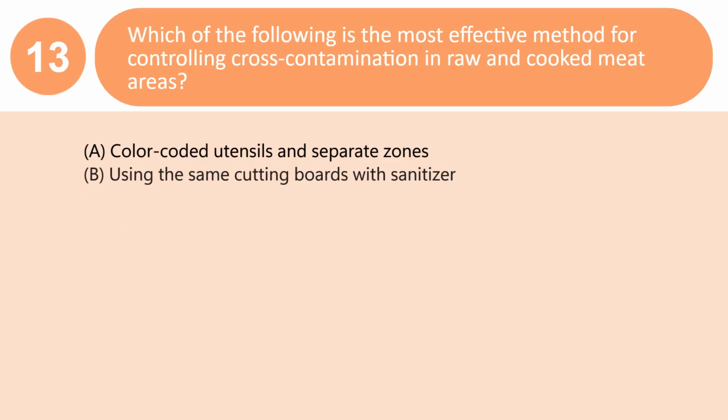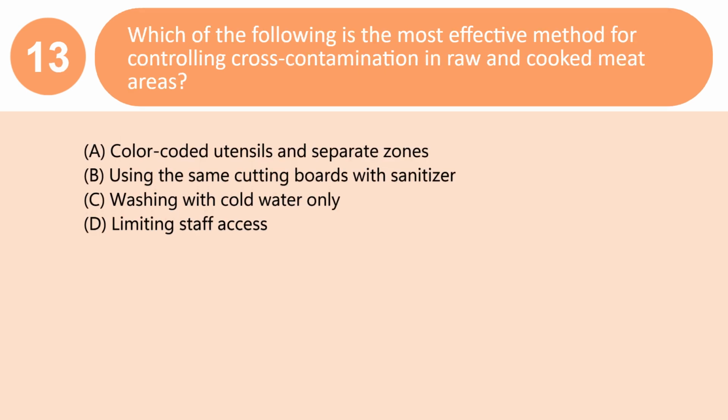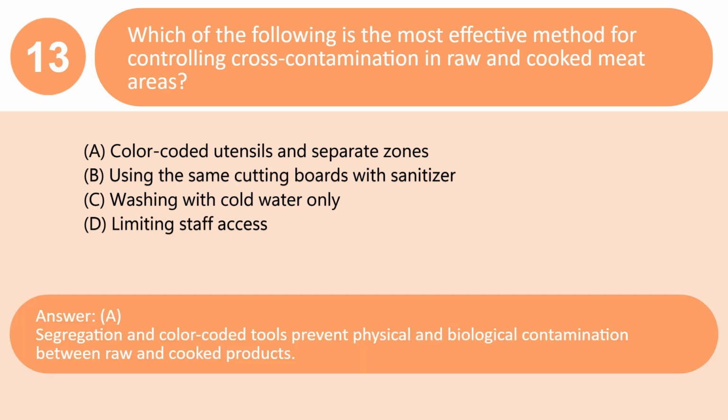Failing to identify them in the hazard analysis violates Principle 1. Which of the following is the most effective method for controlling cross-contamination in raw and cooked meat areas? A. Color-coded utensils and separate zones. B. Using the same cutting boards with sanitizer. C. Washing with cold water only. D. Limiting staff access. Answer: A.